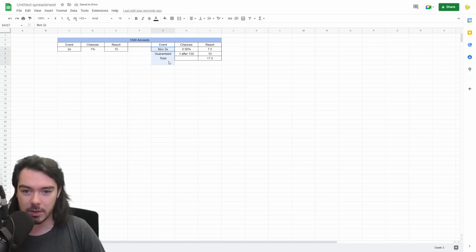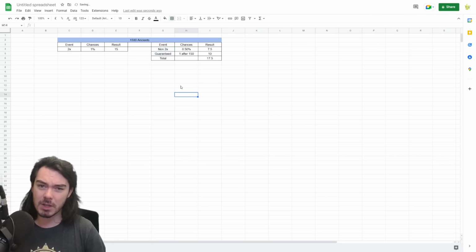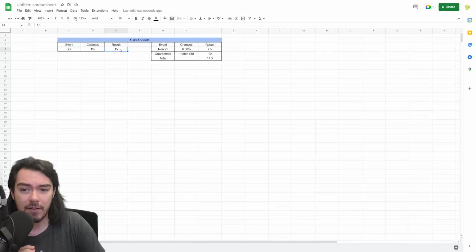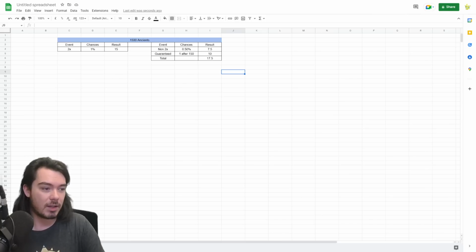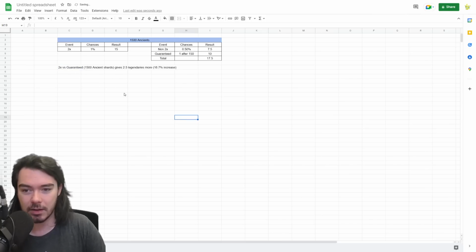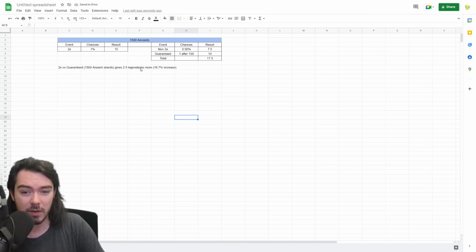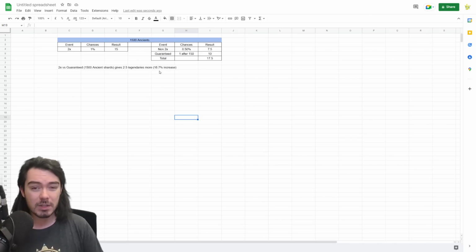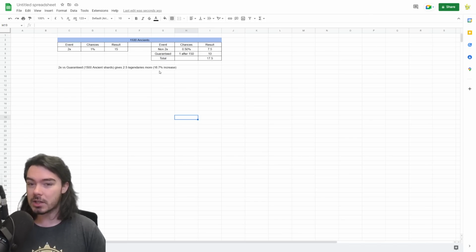So for a non-2x event, which is usually what happens, not always. Sometimes they do have a guaranteed champion event overlapping like 2x events and stuff like that. But generally speaking, they don't. Basically, you're going to get 15 legendaries if you pull 1,500 ancients in a 2x event. You're going to get 17.5 in the guaranteed. And we put that together and it means you're going to get 2.5 legendaries more. That's a 16.7% increase, which is fairly substantial, actually. It's a good chunk of extra legendaries.